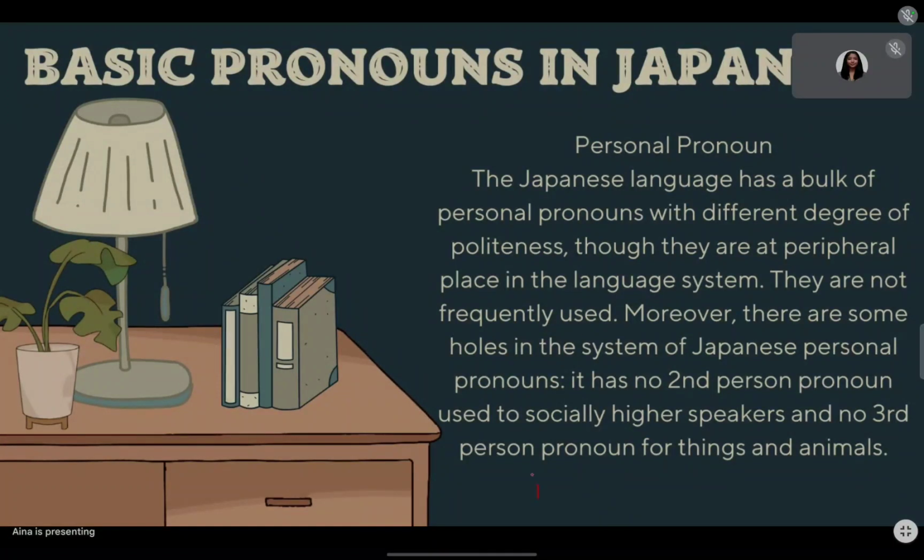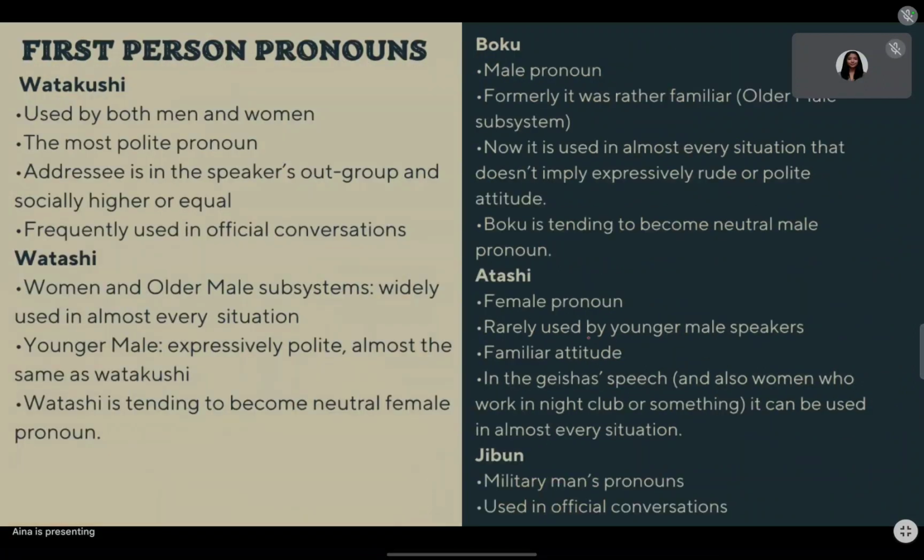So like yung ganito, eat. Wala tayong eat, no? So sa second personal pronoun naman, hindi katulad natin, meron tayo yung mga kayo po, sa inyo po. Yung mga sa inyo or inyo wala. So we have the first personal pronoun, we have the watakushi. This is the most polite form. Okay? Watakushi is used by both men and women. The most polite pronoun addresses in the speaker's outgroup and socially higher or equal and frequently used in official conversation.